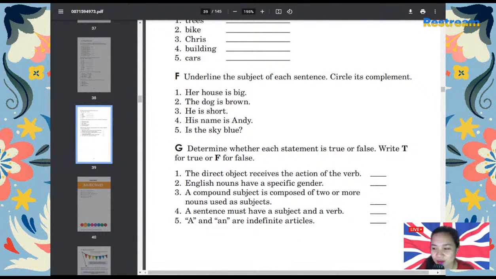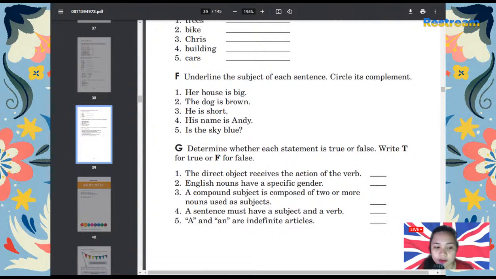Okay, so next number, but the Google says false. Yeah, it is false, actually. There's no specific gender for English nouns. Okay? Yeah, it actually says here in this book. So you are correct. It's false.